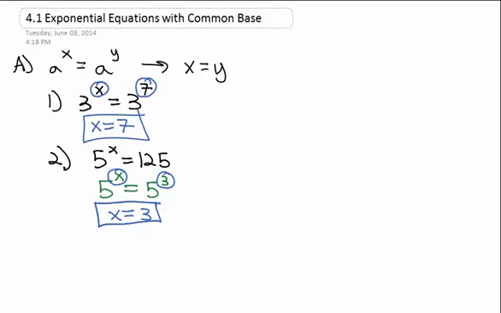And sometimes all it takes to find that 5 to the 3rd power is to start dividing out. 5 goes into 125 25 times, and 25 into 5 times. So we get 5 to the 3rd power, just factoring out that number to see what we have to work with.